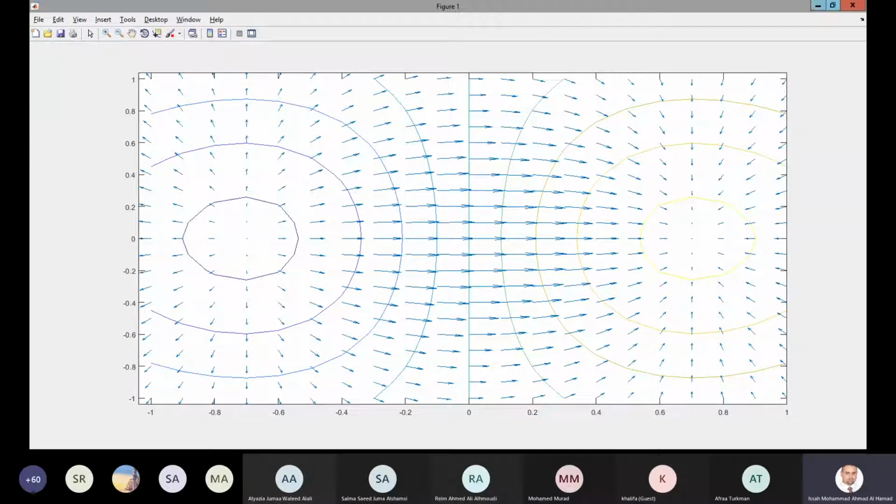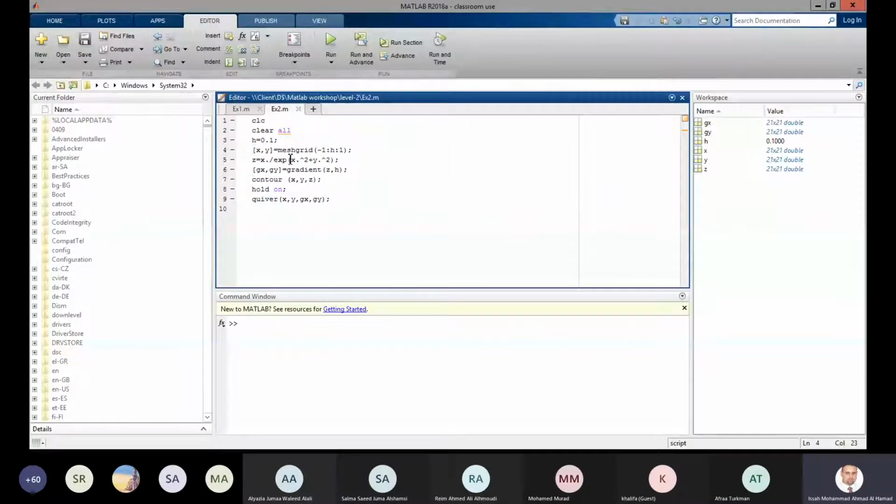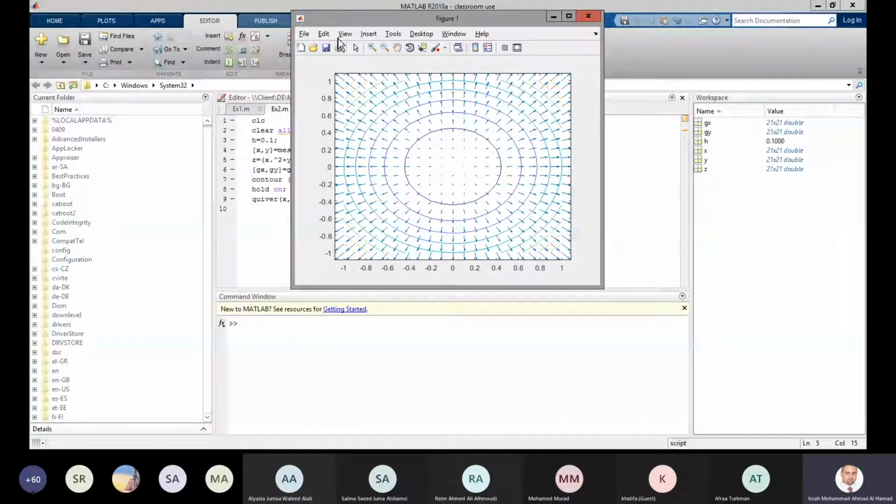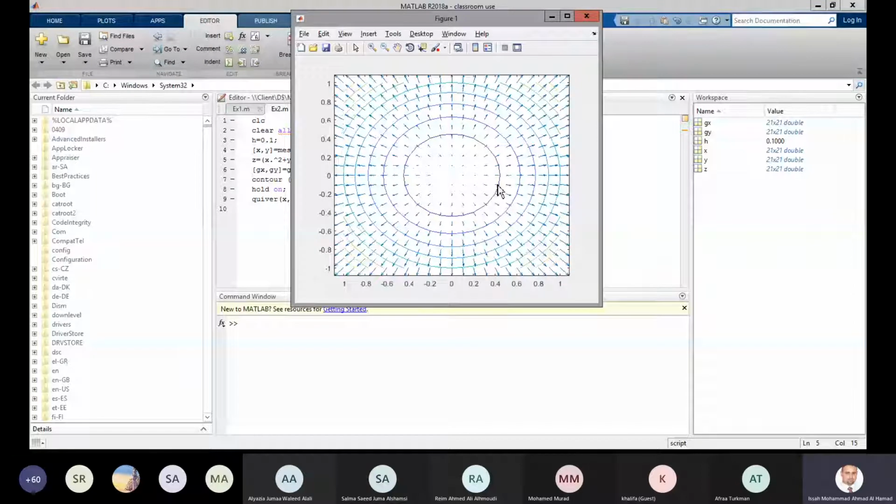So if you change it back, I will make it here. Okay, so this is x squared plus y squared. You should get something like a circle now. Okay, so this is the circle, or circles. It depends on the value from -1 to 1. Clear?